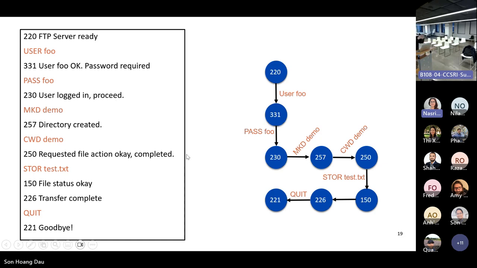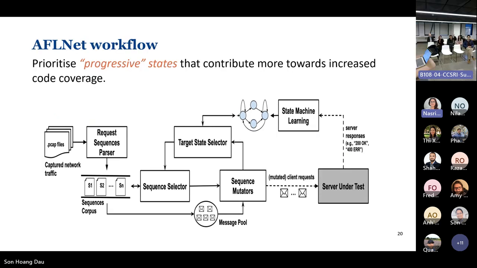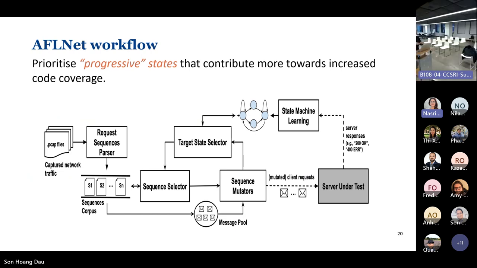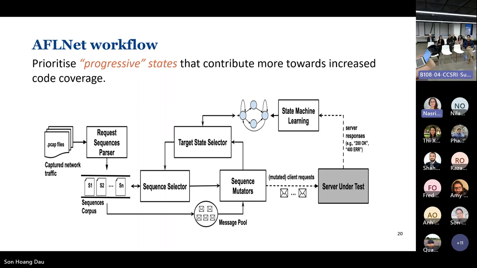And this is the initial sequence of messages. We can modify it a bit, and gradually we can add more nodes and more transitions to the state machine, so we have a more complicated and also more precise state machine. We make the decision to focus more on the states that are more progressive, in the sense that we can detect more interesting behavior of the system under test. When we have the state machine, we should not spend equal time on each step, because some steps are more interesting than others. So what is the algorithm? We decide to focus on something that is more progressive.